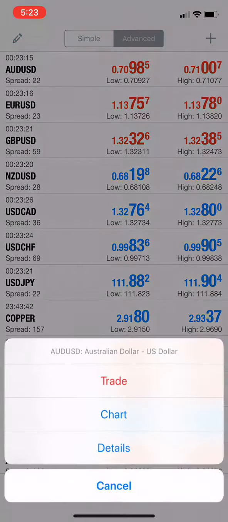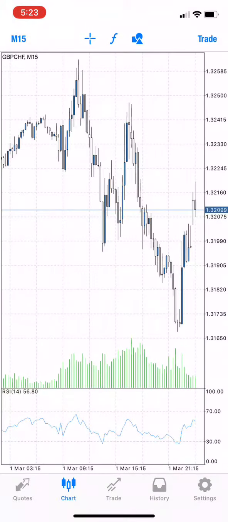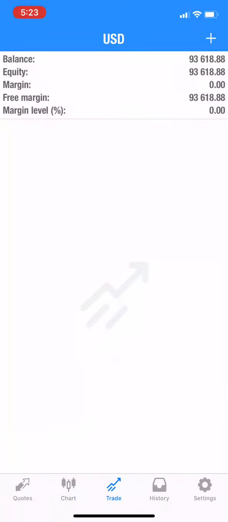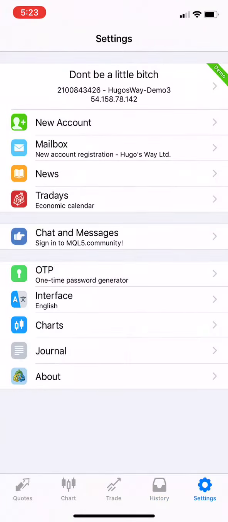Now, when you click on it, you have three options. You could trade, you could see the chart, or you could see details on it. But the chart could also be seen over here on the second tab on the bottom. On the third tab on the bottom, you see your balance, your equity, your free margin, and you can see your open trades once you place a trade. You can see your history and your settings.